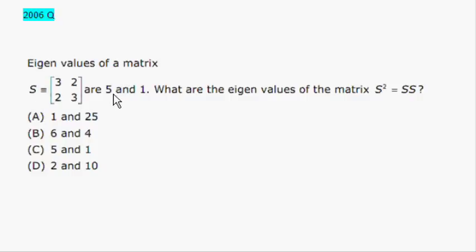The eigenvalues of the matrix S are 5 and 1. What are the eigenvalues of matrix S square? You know very well that if the eigenvalues are lambda 1 and lambda 2, then the square of the matrix will have eigenvalues lambda 1 square and lambda 2 square. So 5 square is 25 and 1 square is 1. So 25 and 1 are the eigenvalues of S square. So 1 and 25, A is the correct answer.